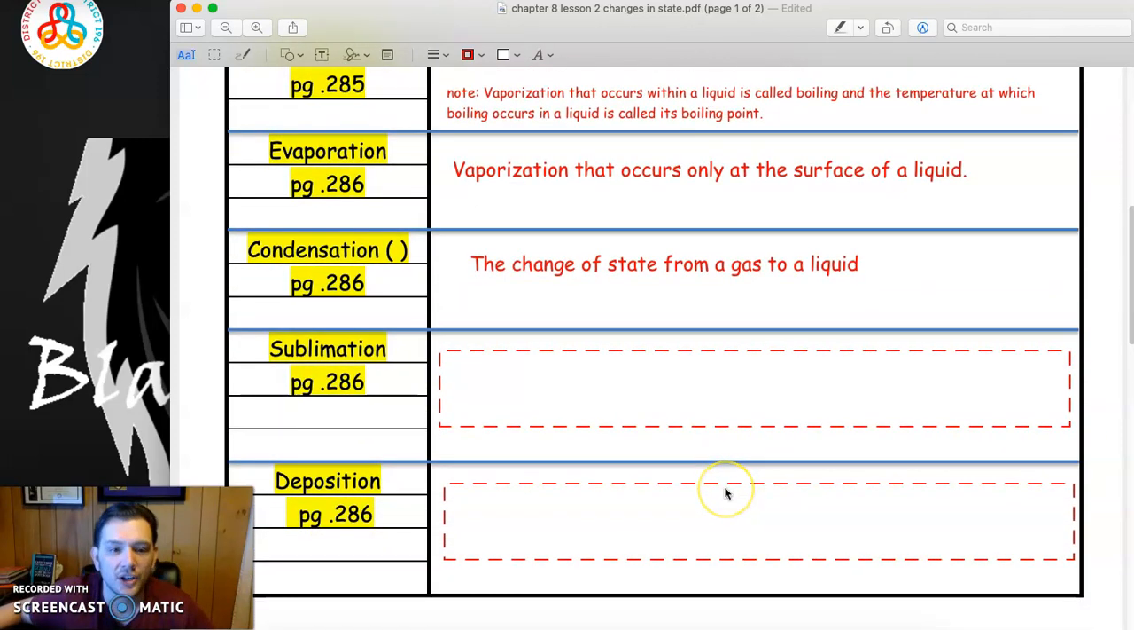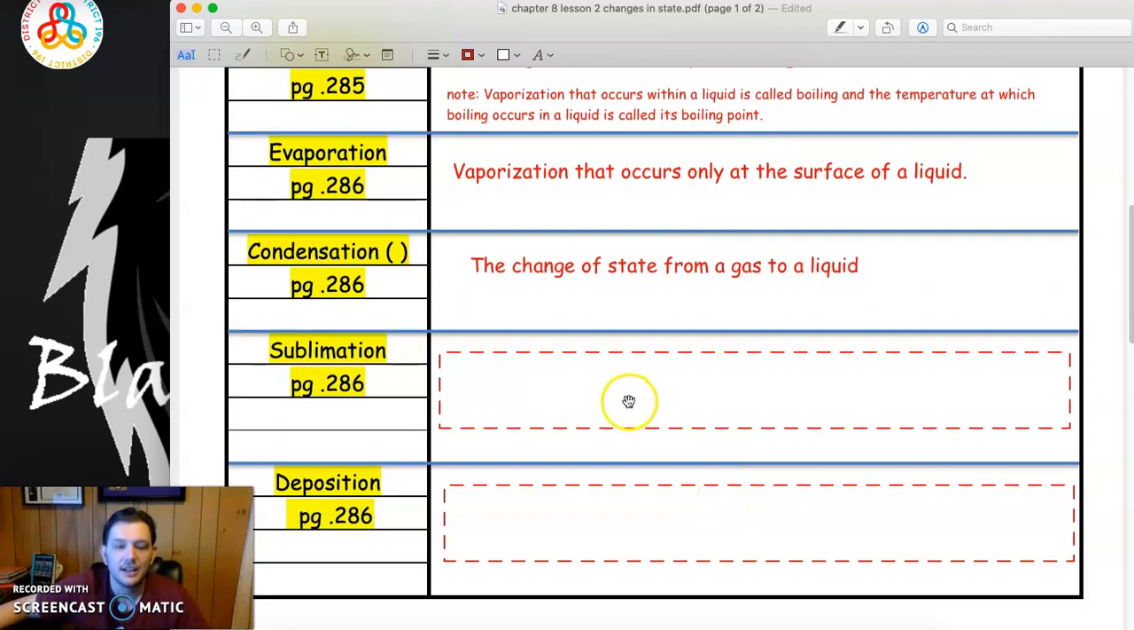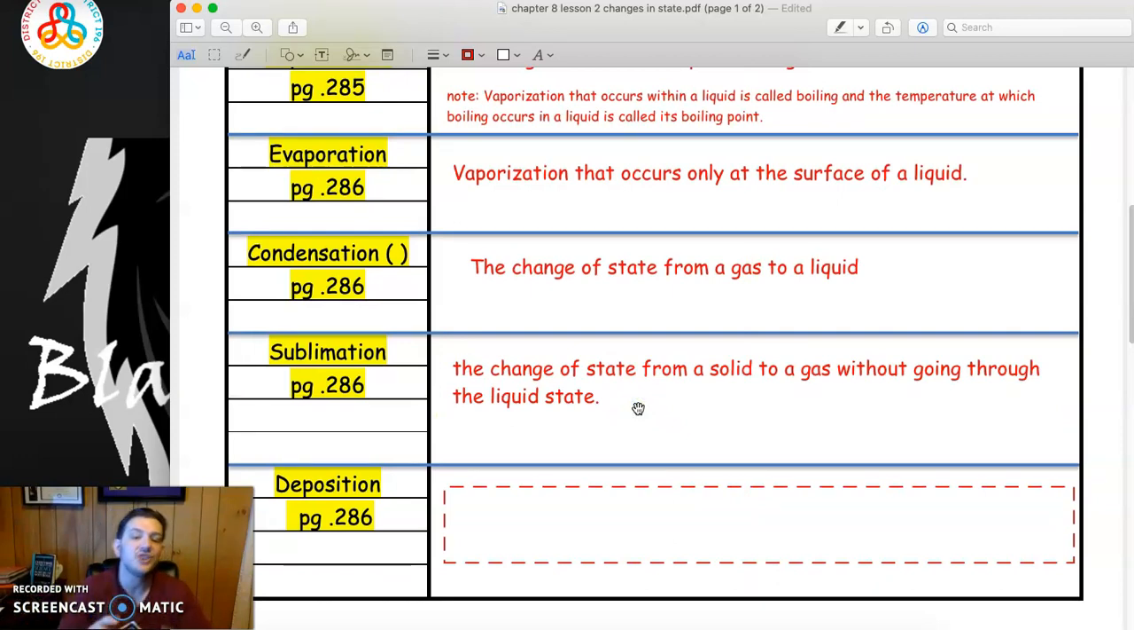Now we have two other terms here. We have sublimation. Now, sublimation is really special. This is the change of state from a solid to a gas without going through the liquid state. If you've ever seen dry ice, that's very highly condensed, really low temperature carbon dioxide. How they make it is they take all of the carbon dioxide gas, they suck it into a machine, and they bring the temperature way below 0 degrees Celsius, and it pressurizes that carbon dioxide gas so it's a state of solid, okay?